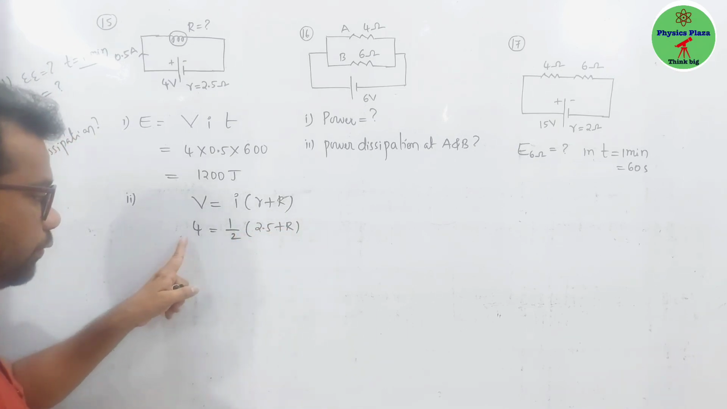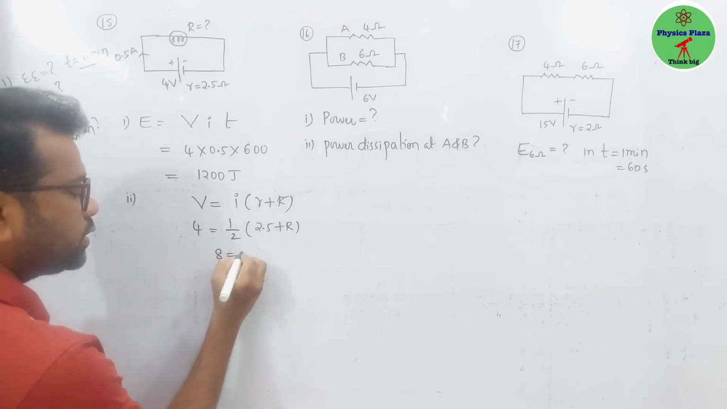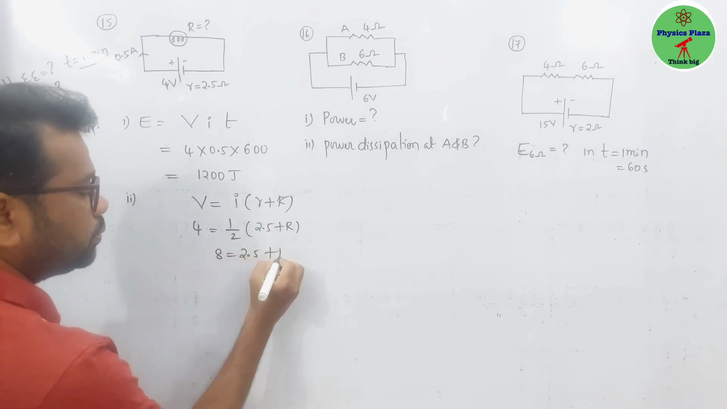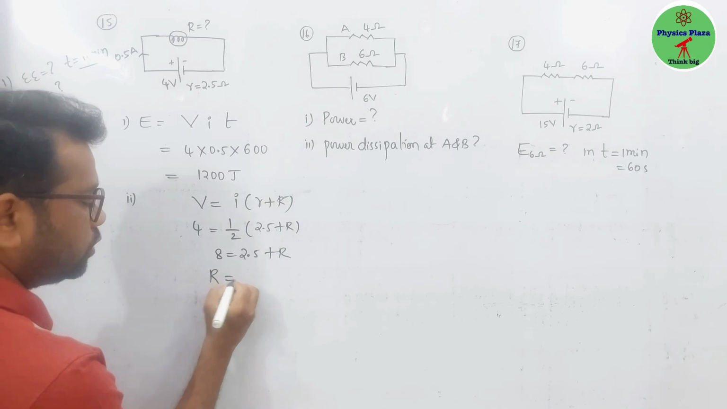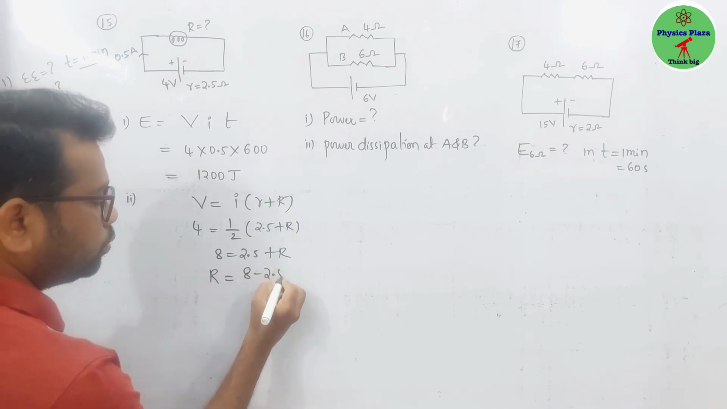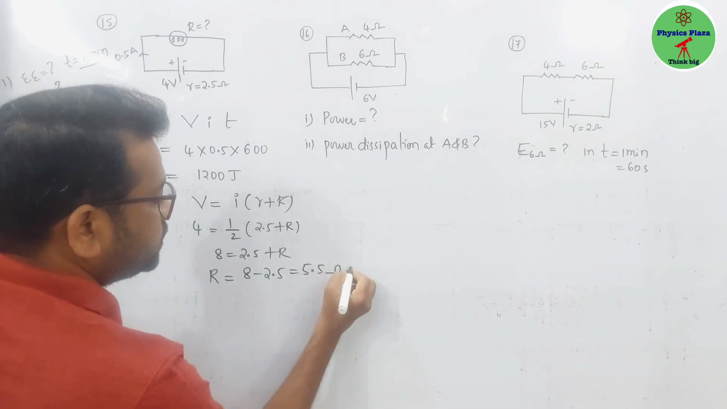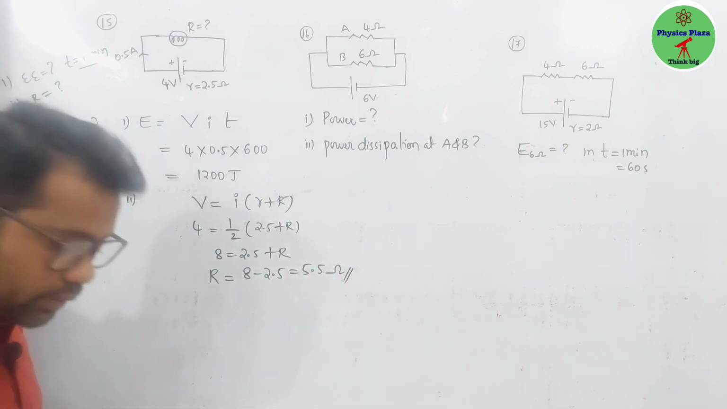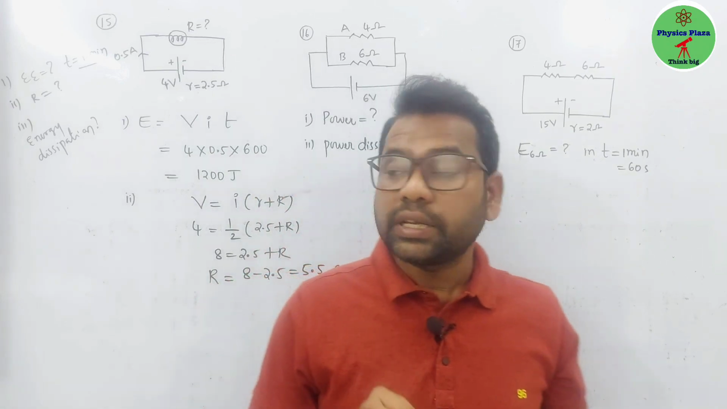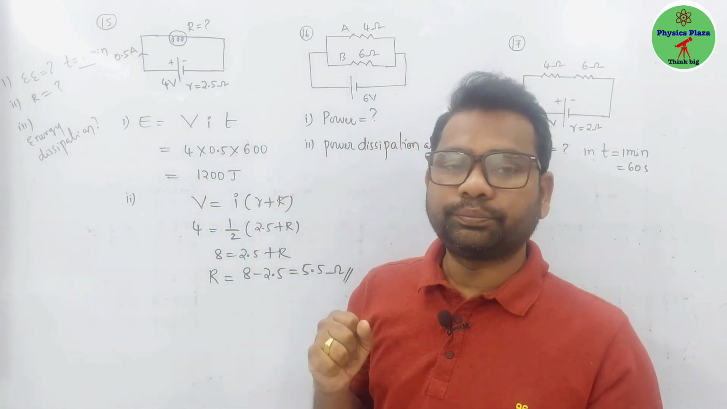So get this to this side. 4 to the other side becomes 8. 8 is equal to 2.5 plus R. So R is equal to 8 minus 2.5. This will be 5.5 ohms. 5.5 ohms. Clear? Fine.